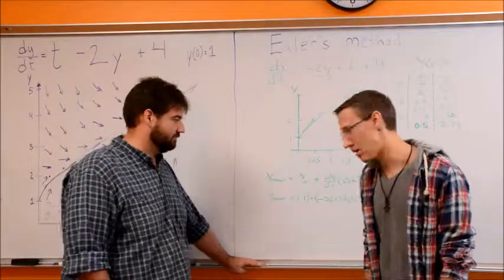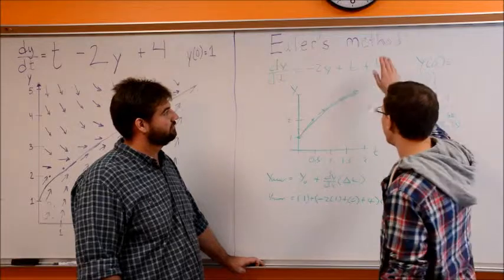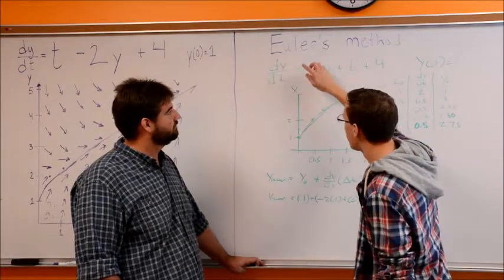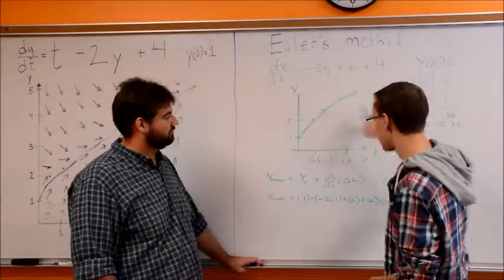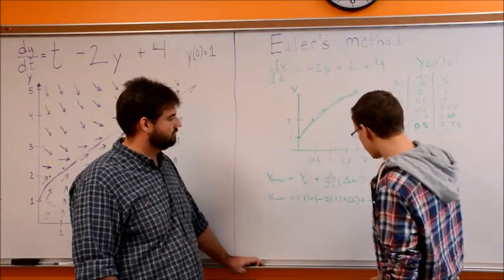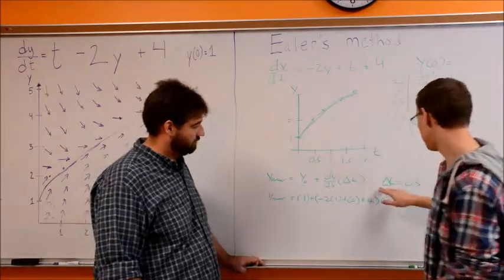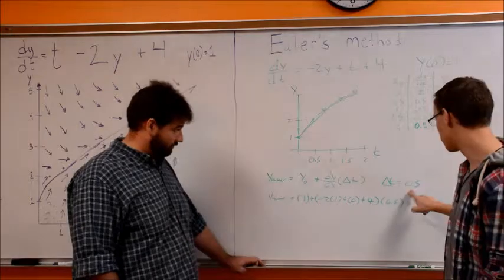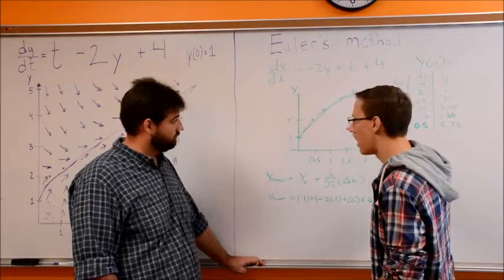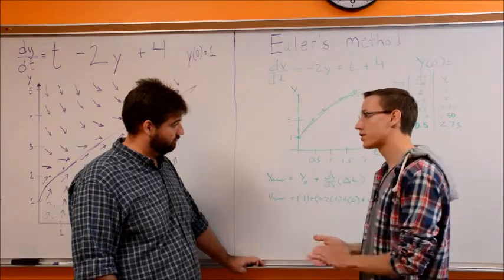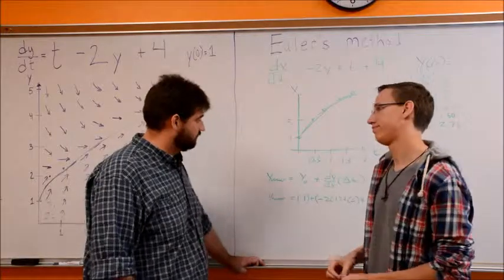Euler's method is a method of approximation in differential equations. We have here delta y over delta t and your function. What you do is you calculate your slope at each interval. So in this interval, for delta t equals 0.5, you calculate your slope over each point. And that will give you an approximation of your actual y-t graph.